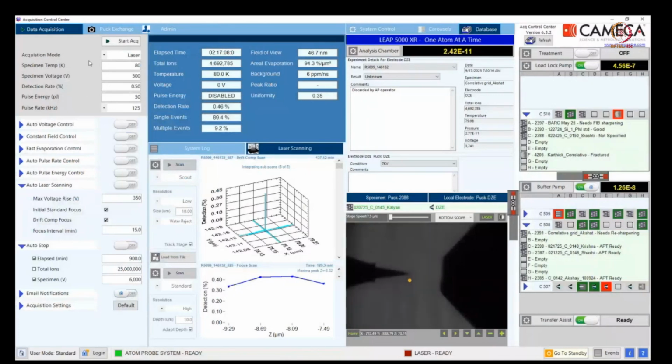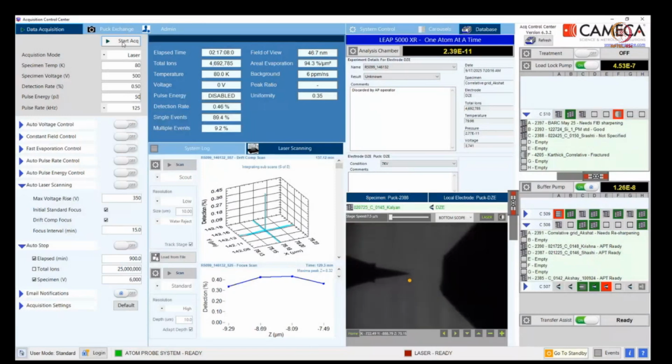What we are seeing on our screen is the main acquisition control window of APT. As professor was mentioning throughout his course, there are two basic modes of acquisition in APT. One is laser mode and the other one is voltage mode. As of today, we'll just focus on the voltage mode of acquisition.